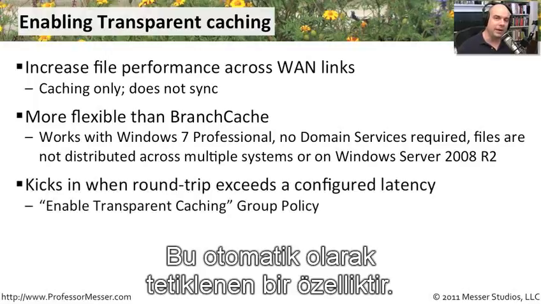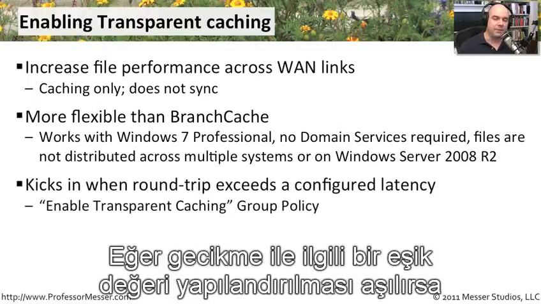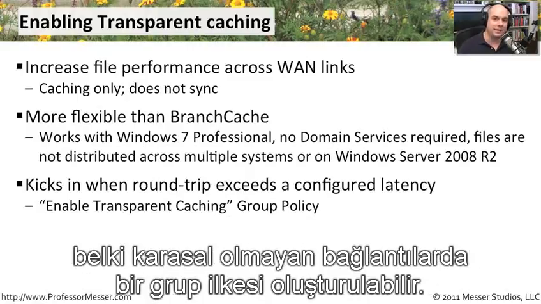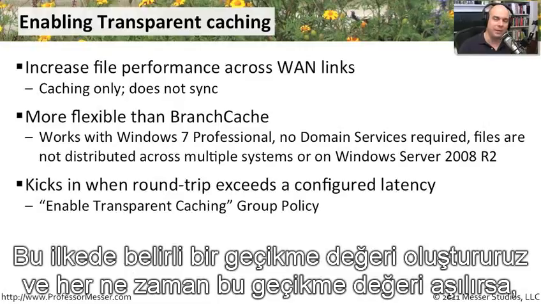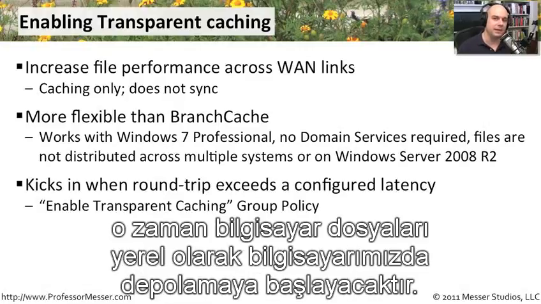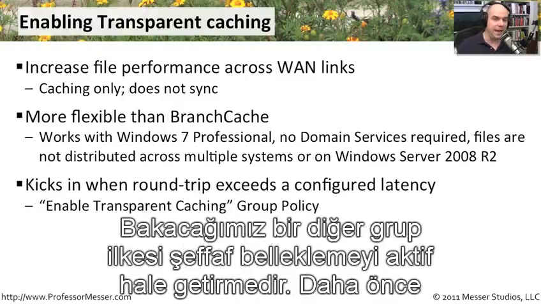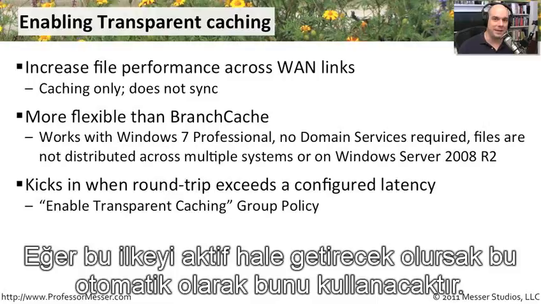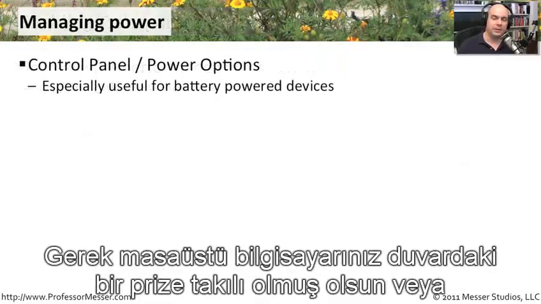This is something that will kick in automatically if we have a configured round-trip latency that begins to be exceeded, especially over wide area network connections, wireless connections, maybe non-terrestrial links. We can set a group policy that sets up a latency, and whenever we hit that latency, we'll start saving some files locally on our hard drive. The group policy that we'll look at is enable transparent caching. It was in that big list of offline files policies we looked at before, and if we enable that, we'll simply use that automatically.